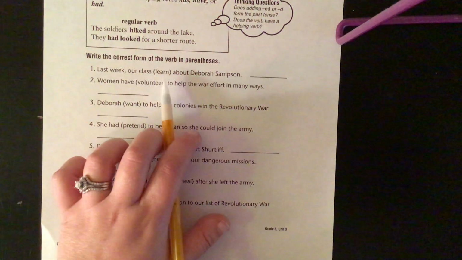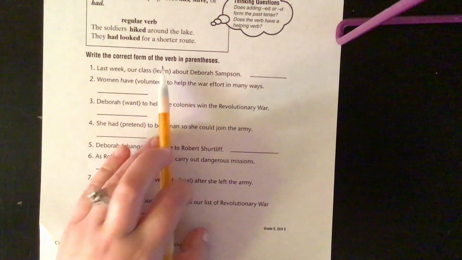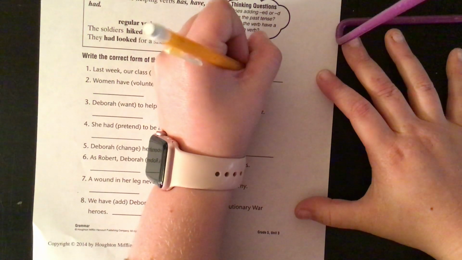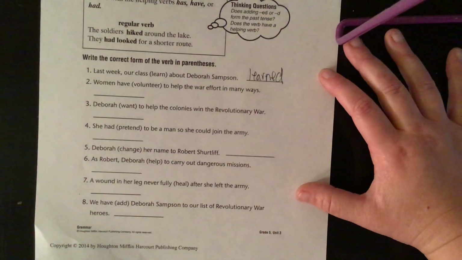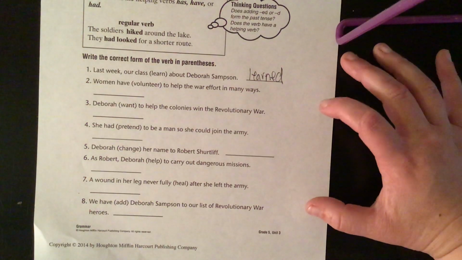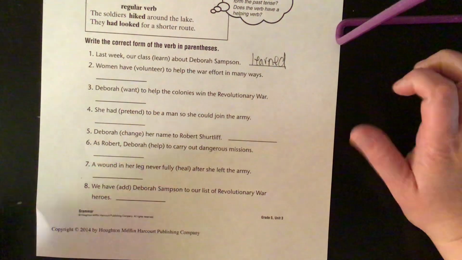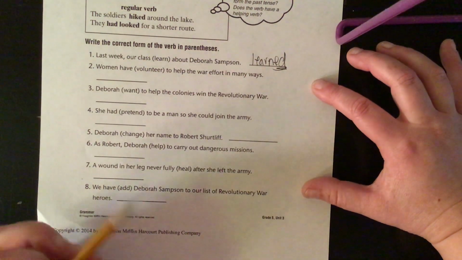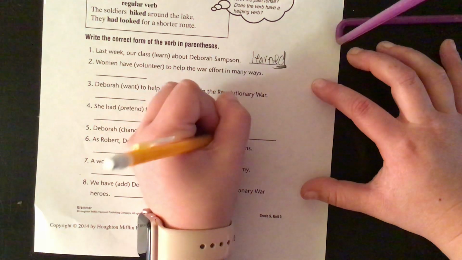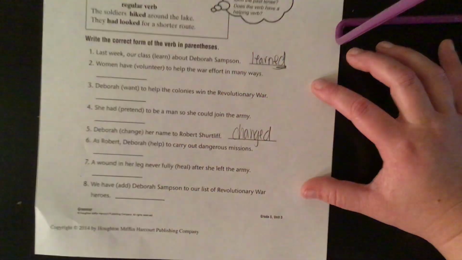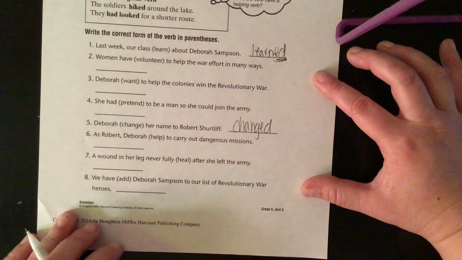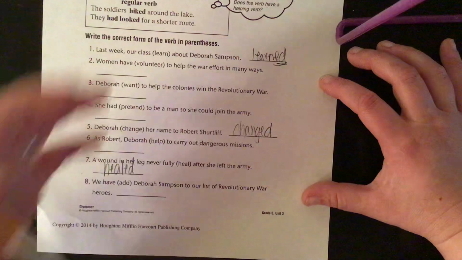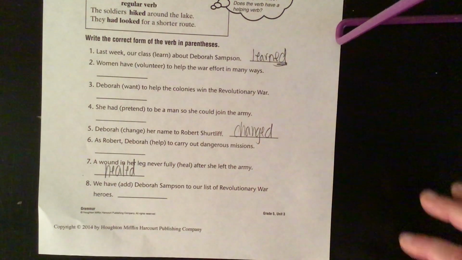So last week, our class learned. We're going to make learn past tense in a regular verb. Well, we know learn, all you have to do is add the ed to the end. I'm going to do number 5 because that one we added ed. Number 5 says Deborah changed, so she changed. So you're just going to add the d to the end. Heal is healed. You guys get the picture. All you're doing is adding d or ed to the end.